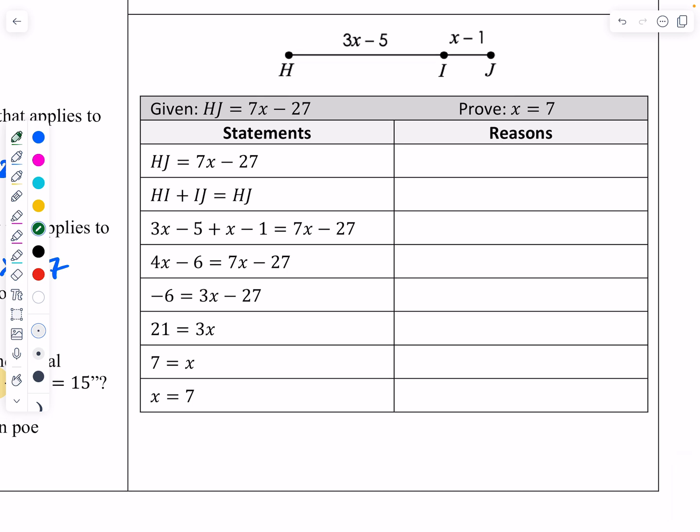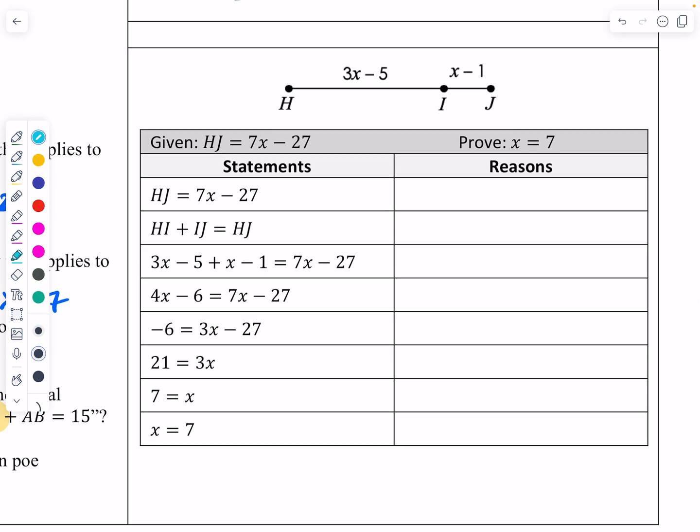And so this is a segment addition proof because it's about segments. It's got different pieces, so I'm already thinking I'm going to be using the segment addition postulate. Okay. So what are we given? We are given that h to j, this whole thing, h all the way to j, is equal to 7x minus 27. So how do we know this part? This was given to us.